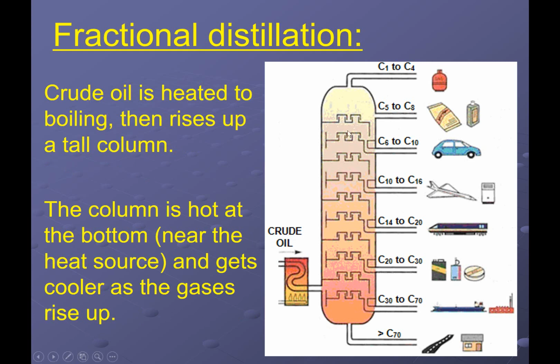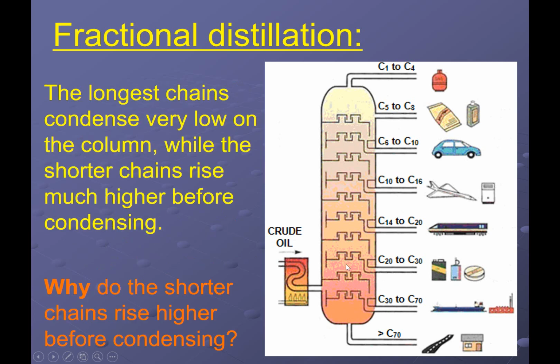So we heat them all, and they rise up this tall column. Just keep in mind, the heat source is at the bottom. The longest chains are going to condense at the lowest layers because they have the highest boiling points and the strongest London forces, whereas the shortest chains, in fact C1 to C4, are still gases even at room temperature. Steadily the boiling point gradually decreases, and we can slowly taper them off and utilize them for the different uses that we need. Shorter chains rise higher because they have weaker London forces, and they are able to stay gassed for longer, being away from the heat source.